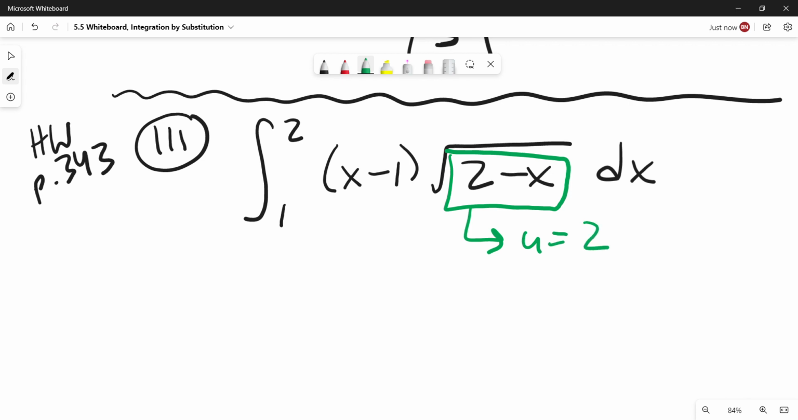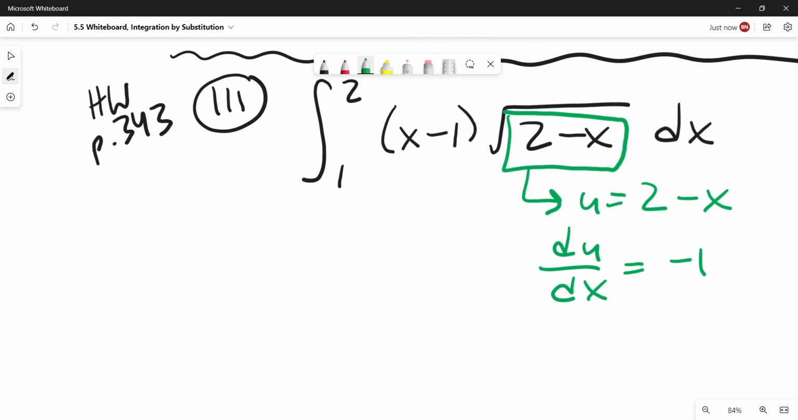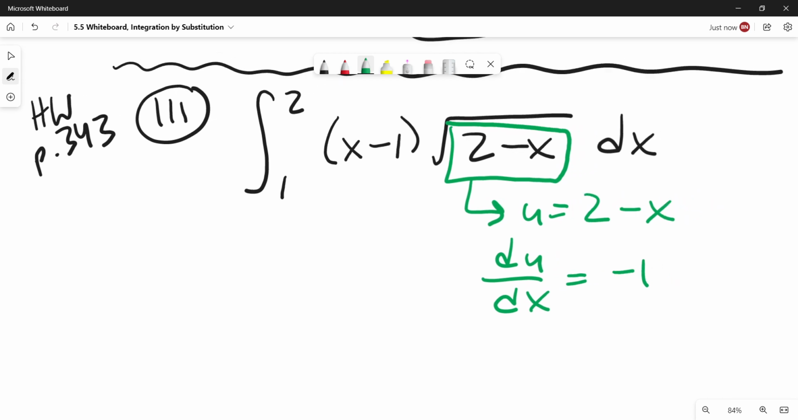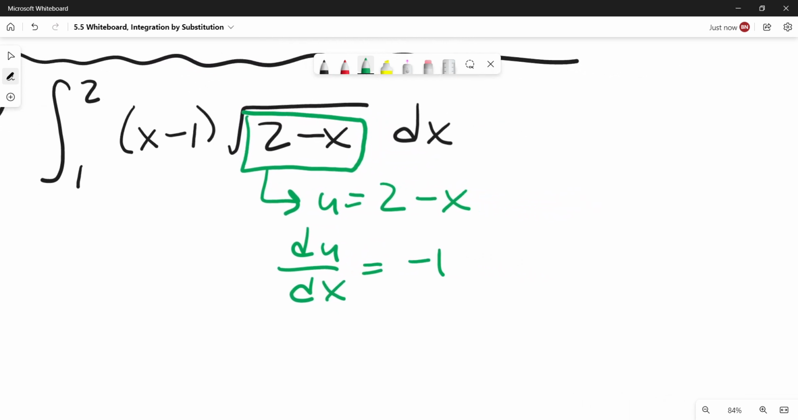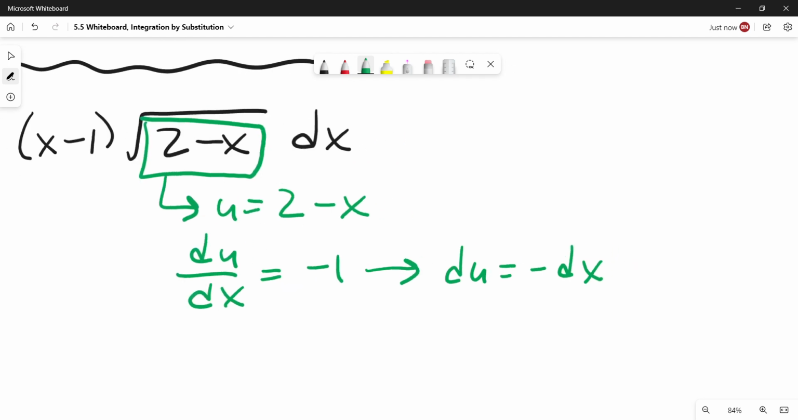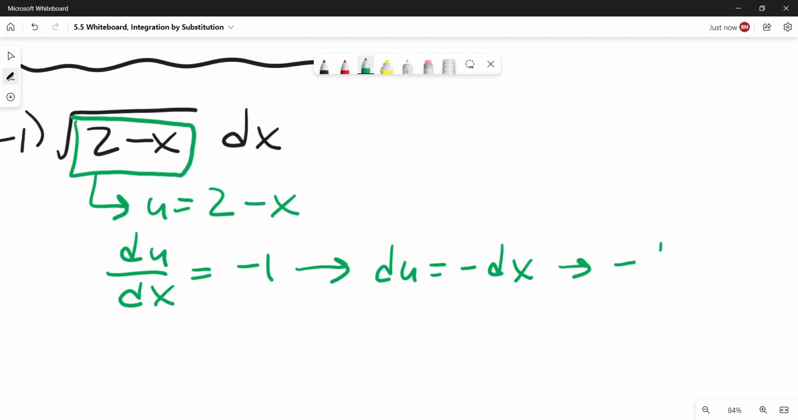So our u has to equal 2 minus x. Our du dx equals -1. And this -1 is not a constant multiplier of x minus 1, so we have to use formal u substitution. We need to write x minus 1 in terms of u, and we have to write dx in terms of du. That's pretty easy, because in this equation du equals negative dx. So therefore, negative du would equal dx.